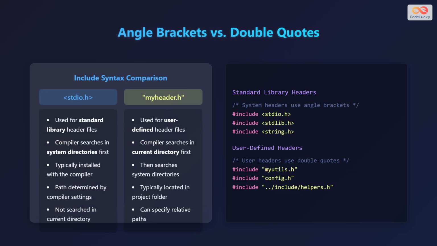When including header files, we use angle brackets or double quotes, but their usage depends on whether it is a standard library header or a user-defined header. Let's explore the differences between using angle brackets and double quotes for including header files. Angle brackets, such as <stdio.h>, are specifically used for standard library header files. When the compiler encounters angle brackets, it knows to search for the header file in the system directories where the standard libraries are installed. These directories are predetermined by the compiler settings.